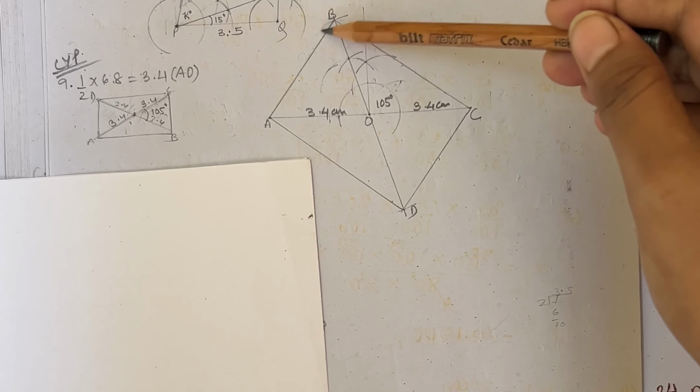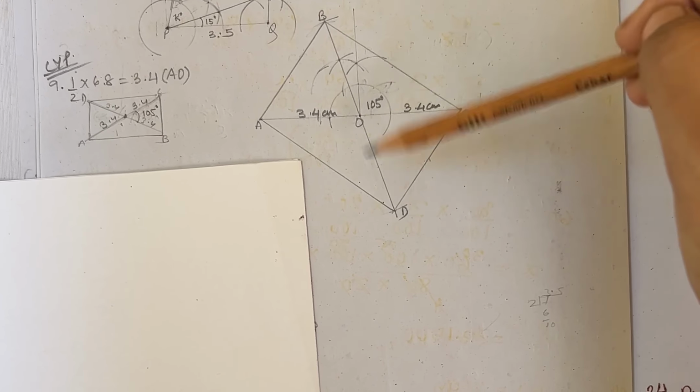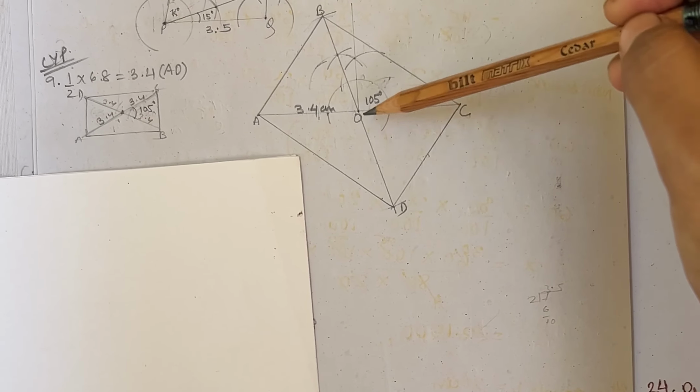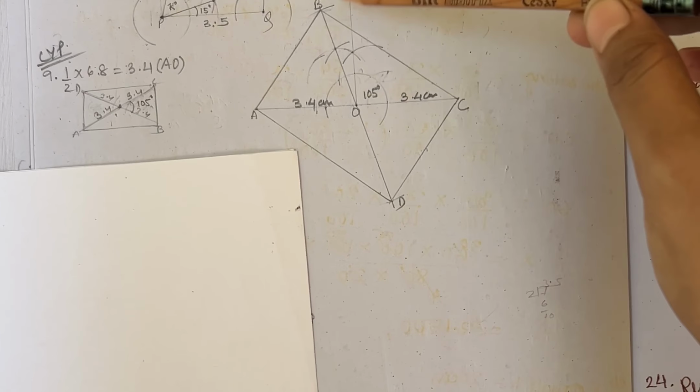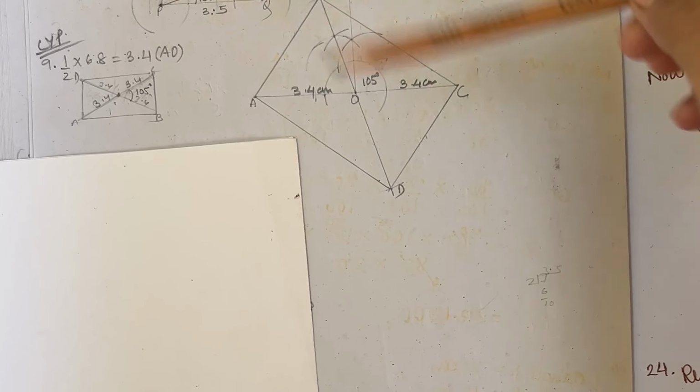We are just going to bisect it here. Similarly, placing the compass here, we bisect it here, measuring 3.4 for OD and OB. And joining the lines ABCD, we get our required rectangle.